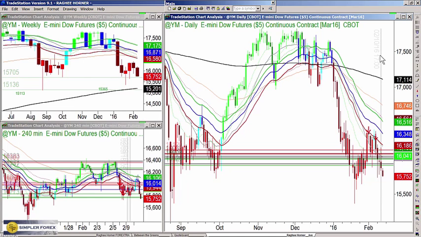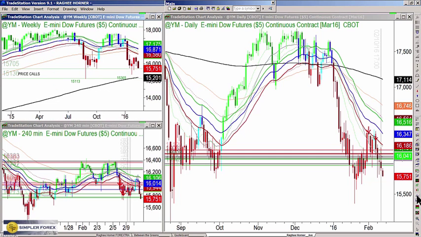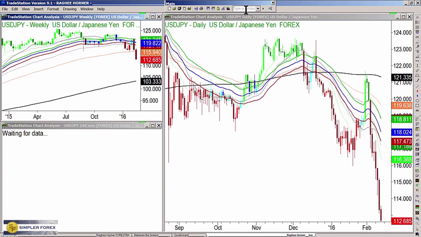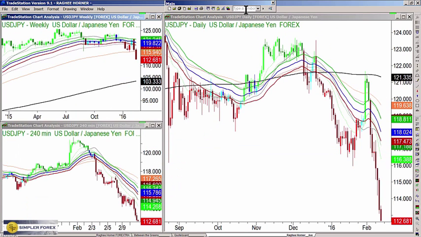So when I look at the weekly chart of the Dow, one of the things that I'm doing is I'm pricing calls. I don't want to step in and buy Dow here. Okay, because stepping in and buying Dow for me as a Forex trader would be the same thing as stepping in and playing dollar yen to the long side. That would be a US dollar buy and a yen short. Neither of those scenarios right now make any sense.